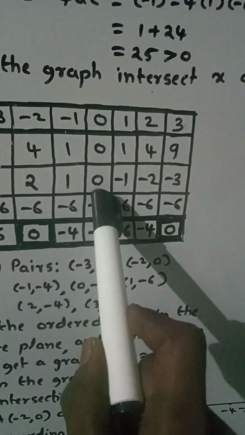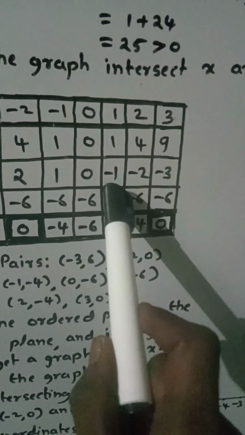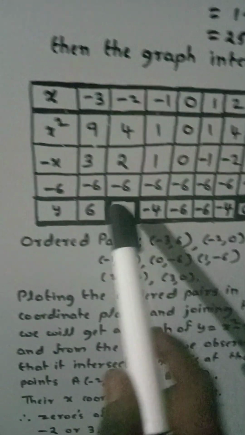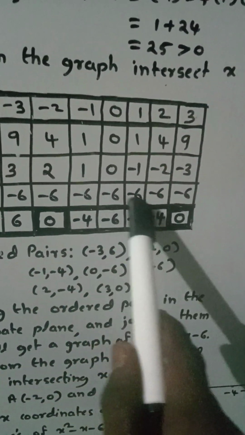Now 0 will remain the same, and we have to change the signs of these three numbers, so minus 1, minus 2, minus 3 will come. The last term is minus 6, and we write it as it is everywhere.